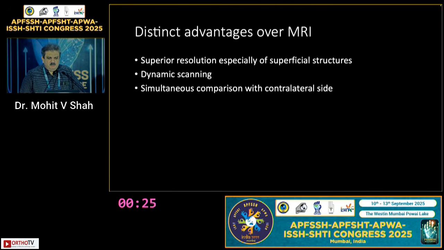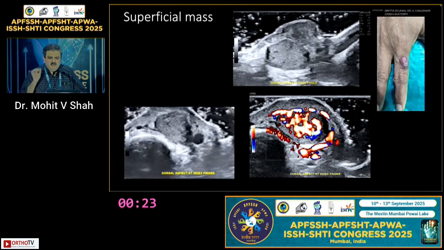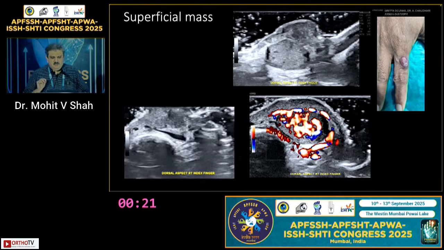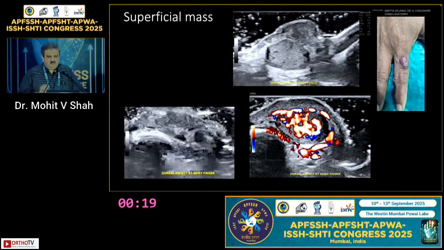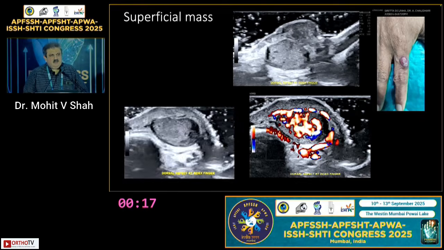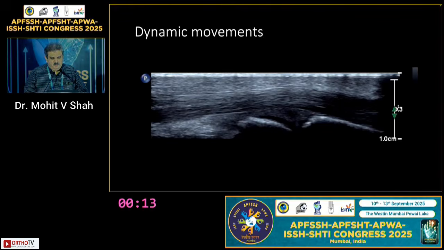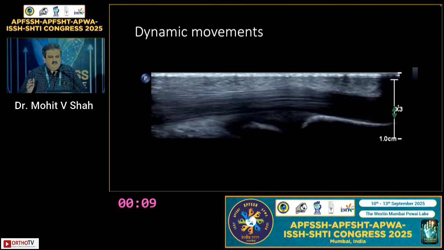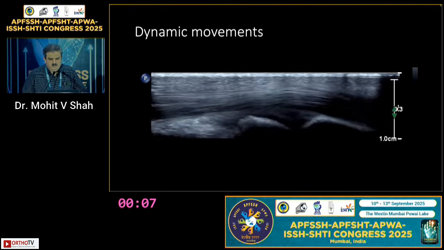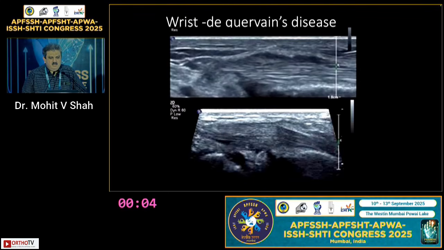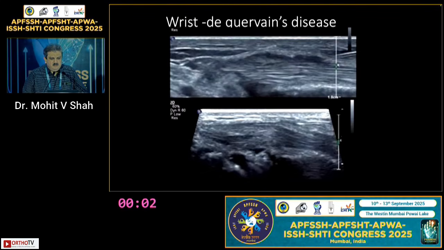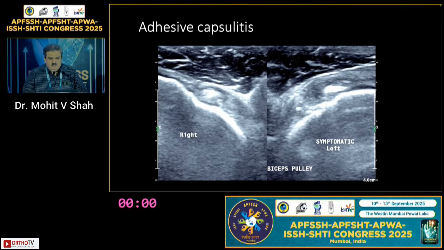One will be the superior resolution, especially of the superficial structures, which we can achieve by using the highest frequency probes, and you can characterize these lesions better when we use a higher frequency on a smaller footprint probe. And the most important aspect is the dynamic scanning, where we can actually see the tendons moving very well, and you can identify that there is a stenosing tenosynovitis. You can compare it to the other side. That's the strongest advantage you have.